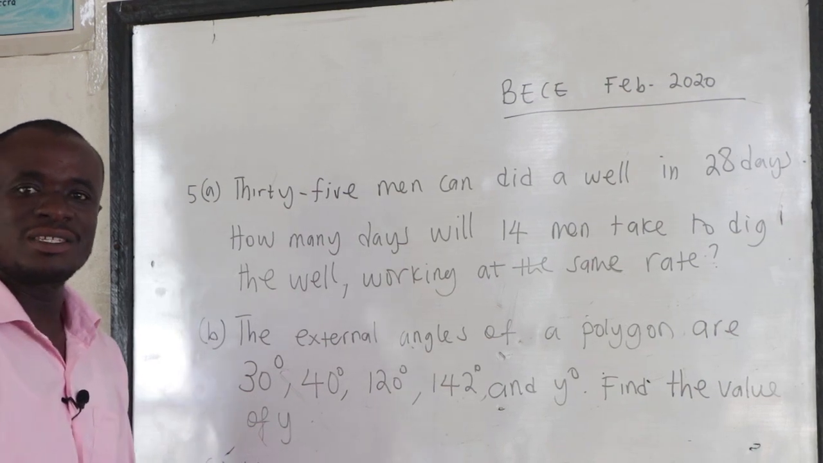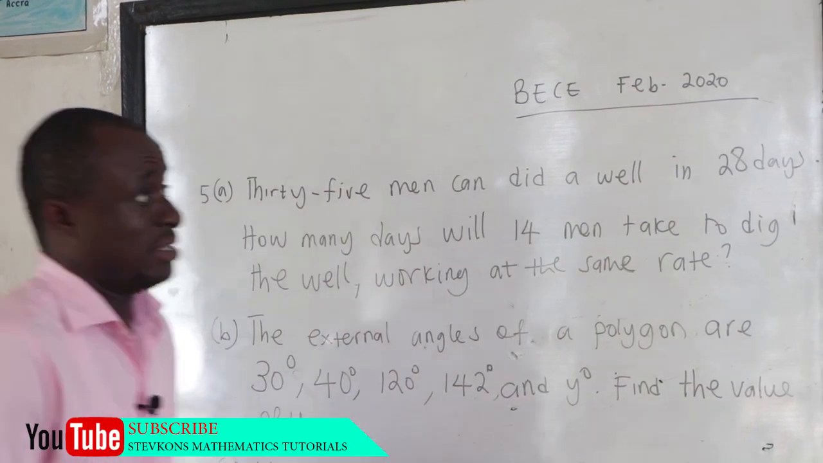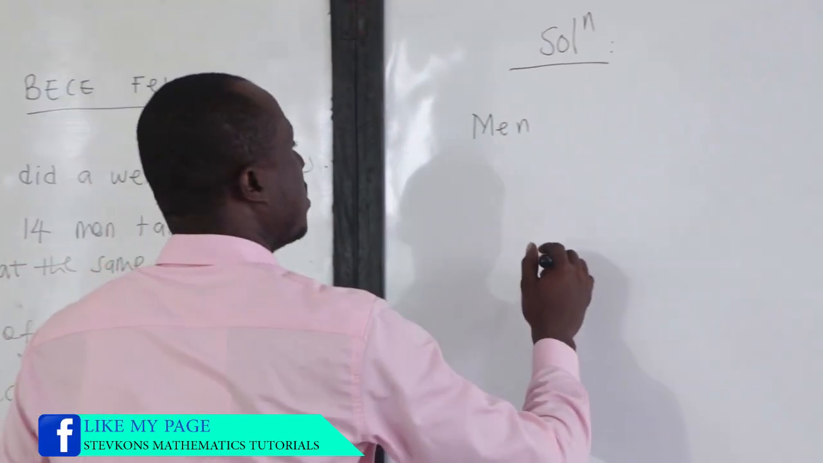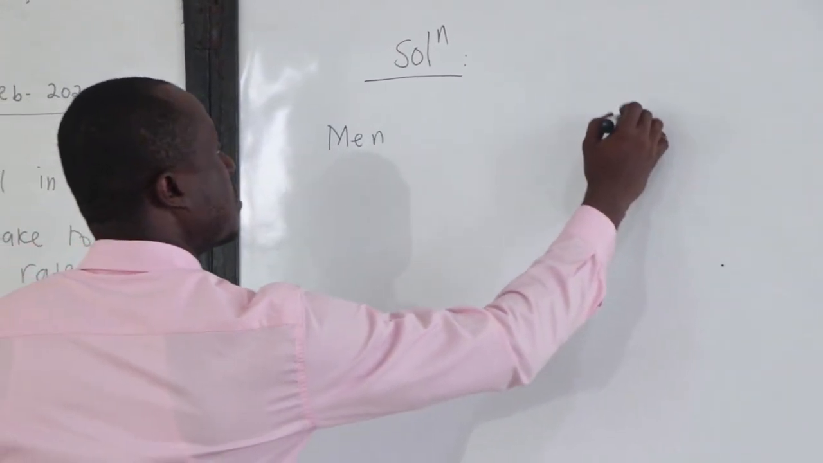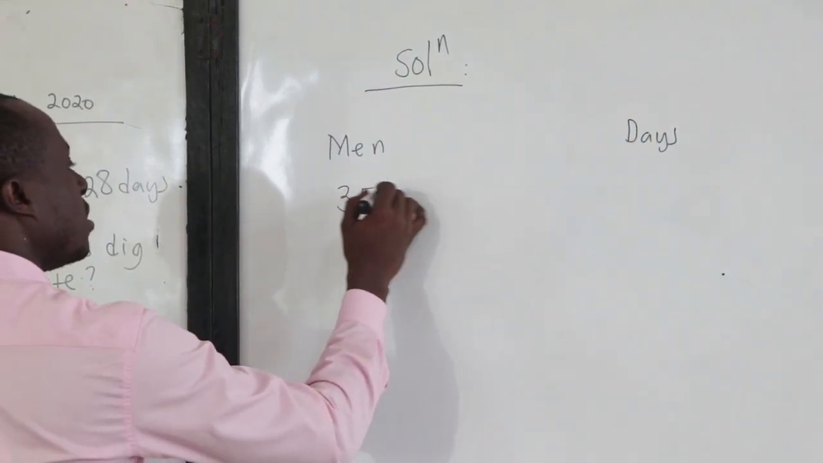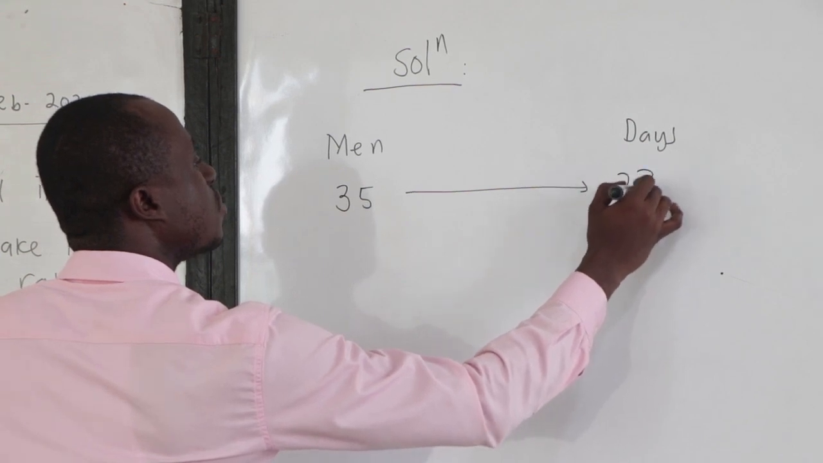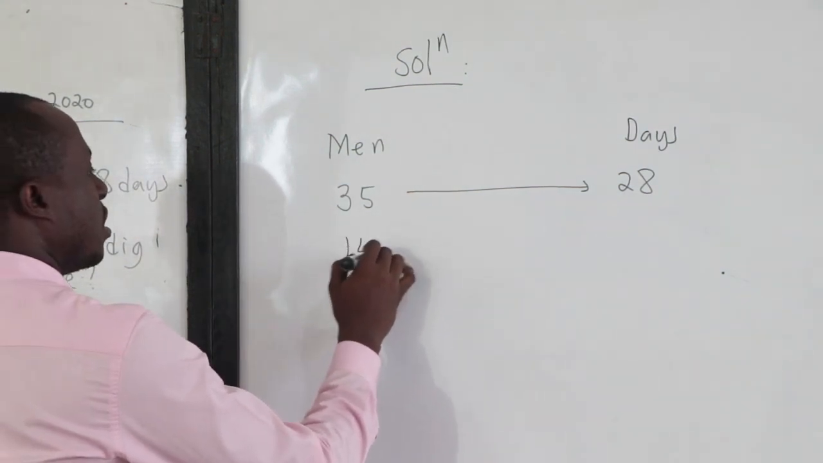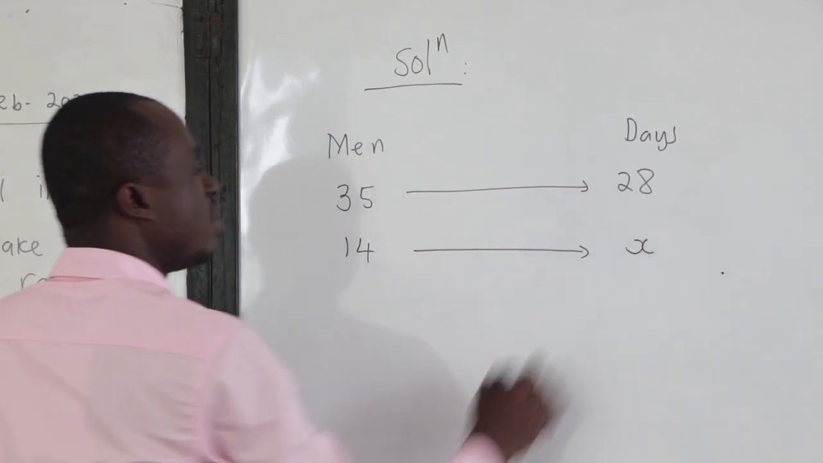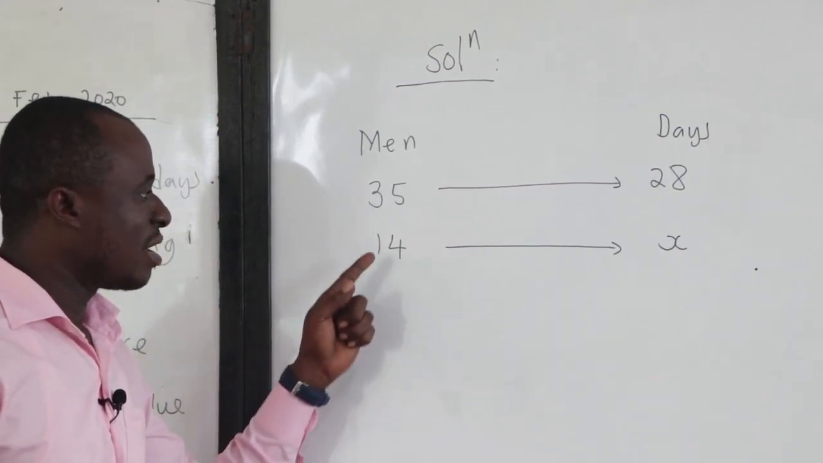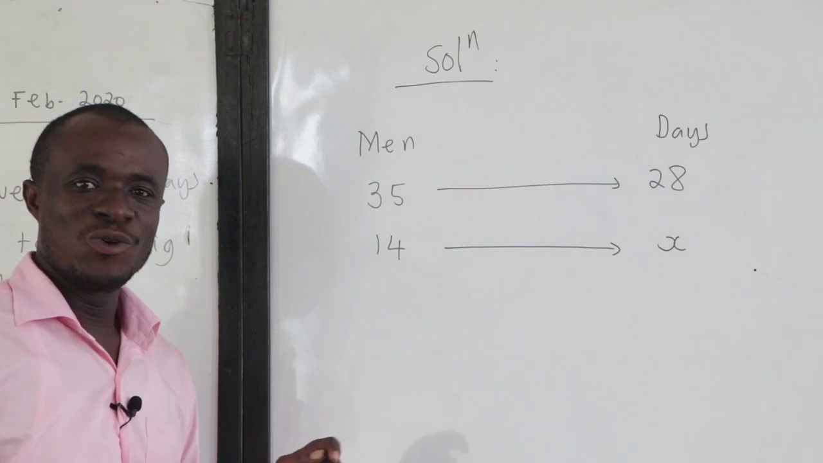Now this question is an example of rate. Clearly, we know men and then the days. The first one says 35 men can dig a well in 28 days. Now the question says, how many days will 14 men take? So the number of men is 14. How many days are they going to use? Now 35 men use 28 days. How many days do you think 14 men will use?